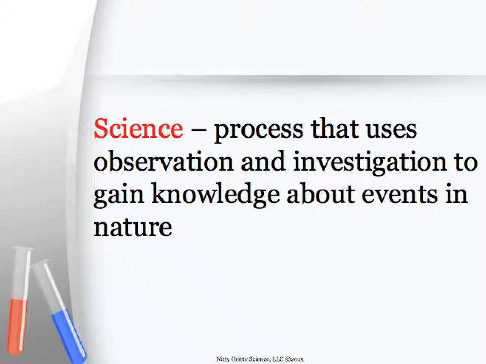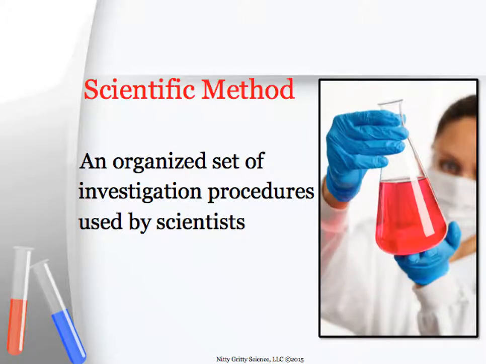In order to do these investigations, we have to use the scientific method. The scientific method is an organized set of investigation procedures used by scientists. So it's a step-by-step process that they go through. Now, keep in mind as we talk about the scientific method, it does not necessarily have to go in order step by step. Sometimes you have to backtrack and go back up a step before you can continue on. So let's talk a little bit about those steps.